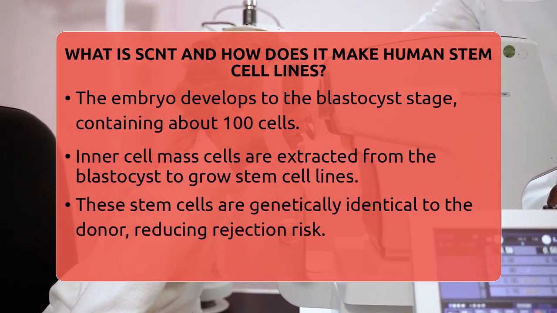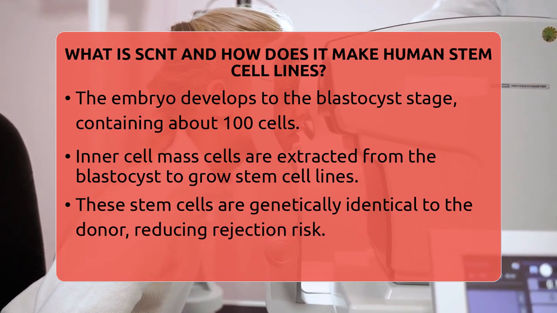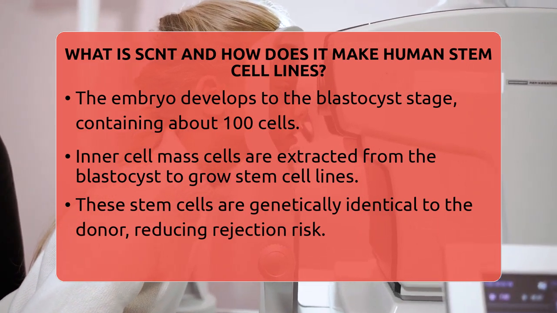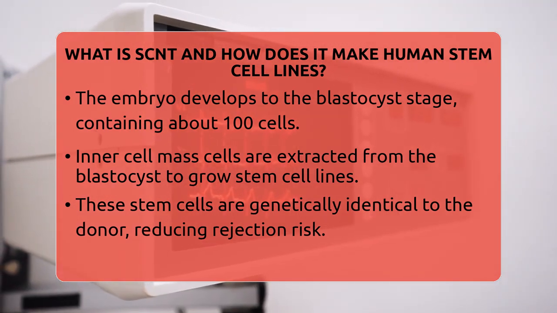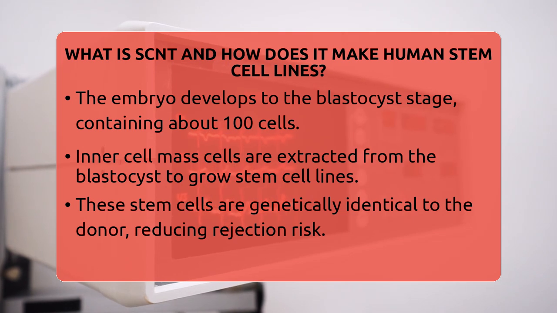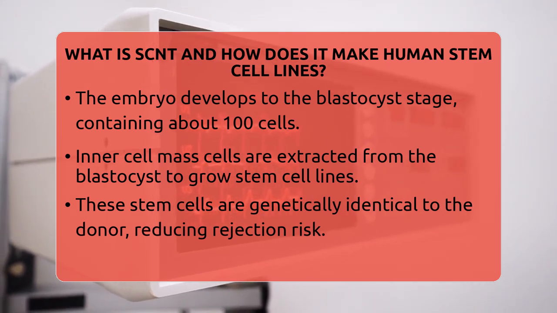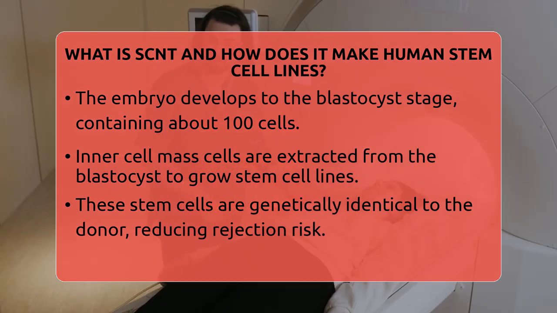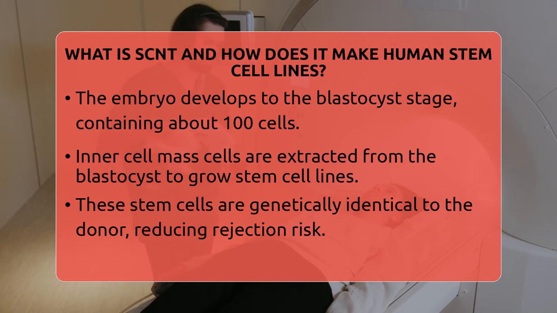Unlike reproductive cloning, where the goal is to create a full organism, therapeutic cloning uses the embryo only to harvest stem cells. These stem cells can then be turned into different types of cells, like insulin-producing cells for diabetes or heart cells for heart disease. Because they match the donor's DNA, they reduce the risk of rejection if used for transplants.